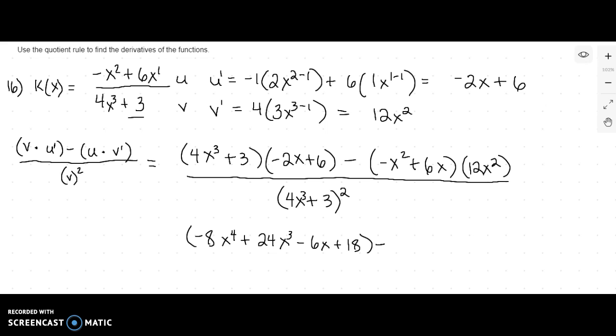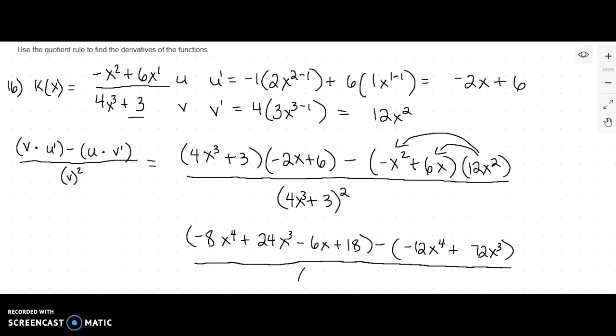Minus, we're going to distribute here the 12x squared into both parts here. So we will get negative 12 times x to the 4th plus 72x cubed. And we're going to put that all over 4x cubed plus 3 squared. Now let me move this up just a little bit here.